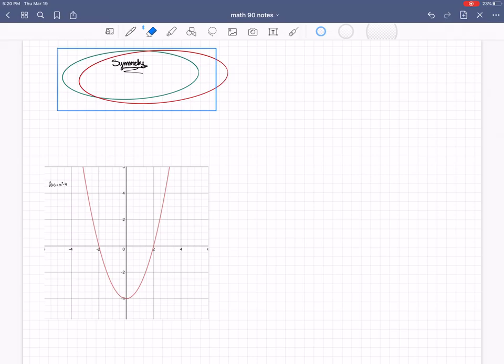With the first lesson, we're going to talk about symmetry with respect to a line. The second lesson, I'm going to talk about symmetry with respect to a point. And the third lesson, we're going to work through a few examples.